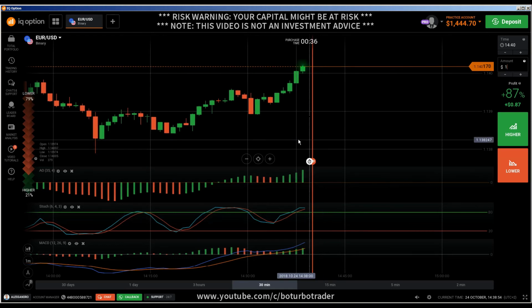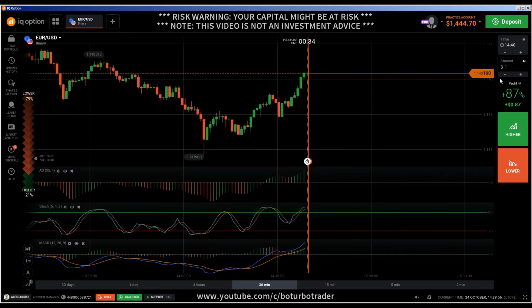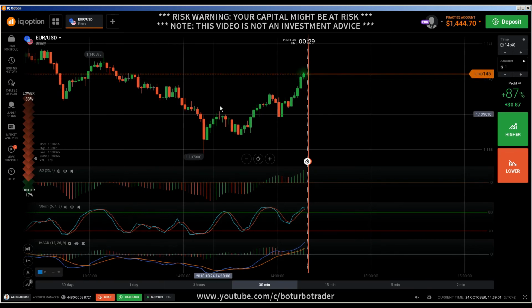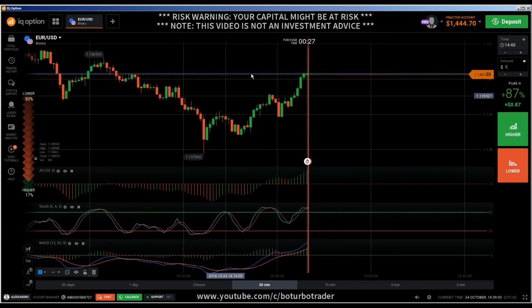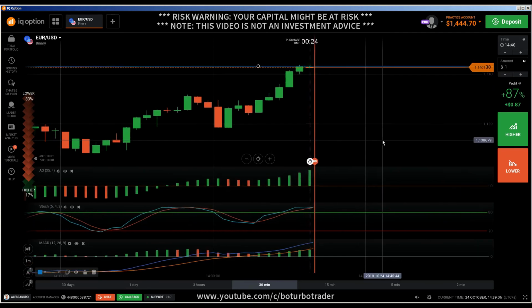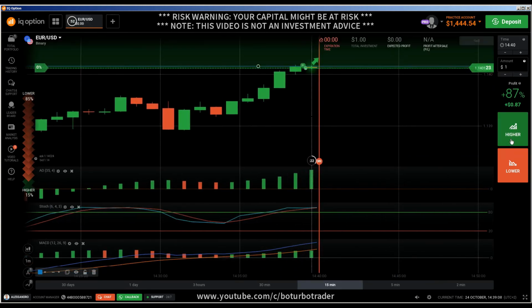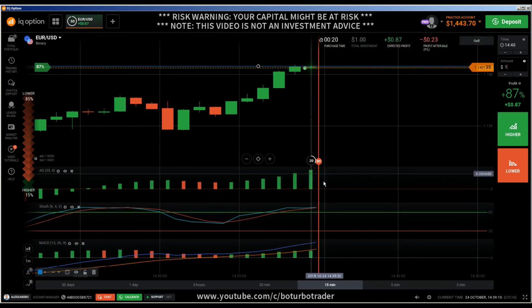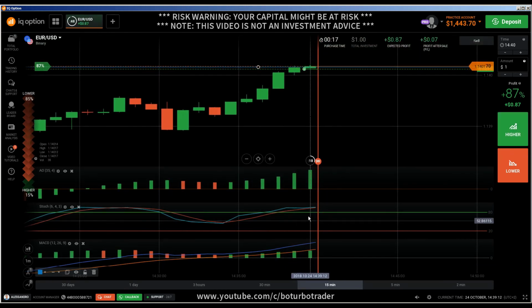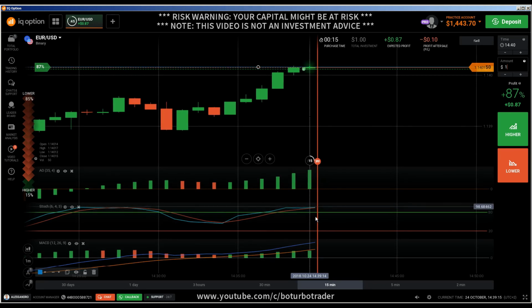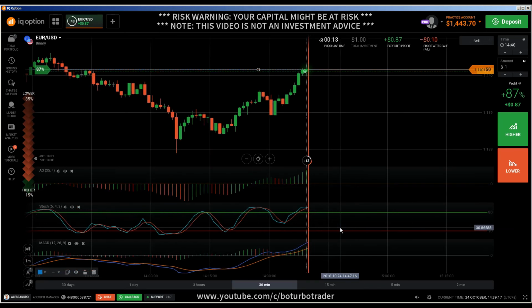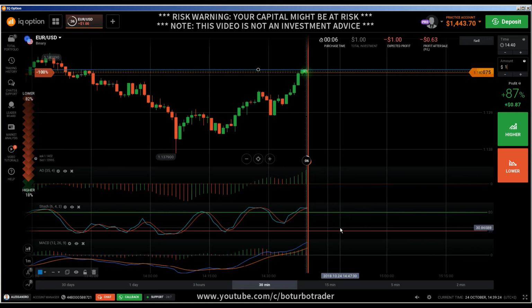It looks like we still have an uptrend. 1.140 is the support and resistance level. Okay, I will do a call again. Why? Because this is green, and the blue one is still above the red one. So I'm expecting that price will continue going up, because we still have a nice uptrend. That's the reason why I'm doing a call instead of a put. Let's see what's happening.